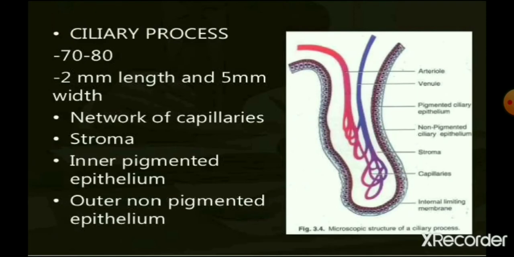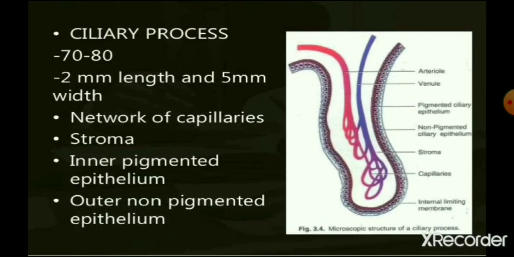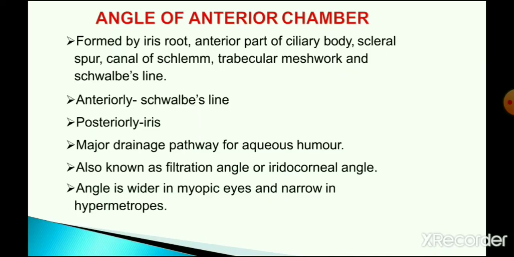Now the ciliary process. This is the structure of the ciliary process, where you can see there are 70 to 80 processes, 2 millimeter in length and 5 millimeter in width. You can see the network of capillaries, and then the stroma in between, the inner pigmented layer and the outer non-pigmented layer.